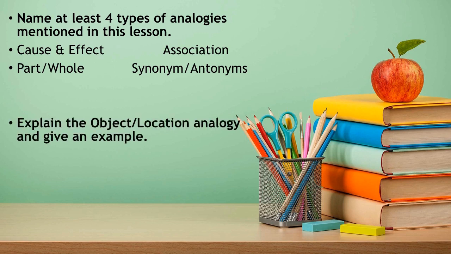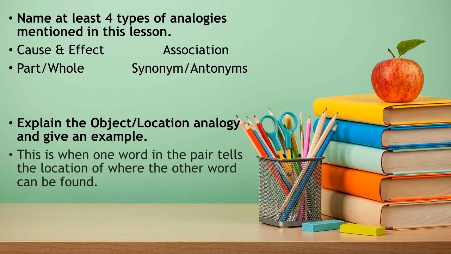Now, let's explain the object location analogy. If you said this is when one word in the pair tells the location of where the other word can be found, you did it. That's correct. Way to go, boys and girls. You are paying attention today.